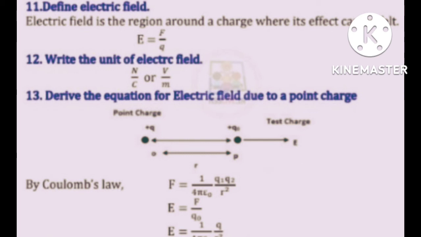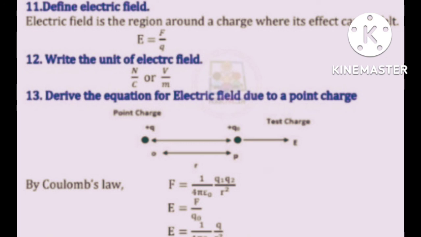Now we can move to the next question, that is, derive the equation for electric field due to a point charge. So first of all, we can consider a point charge Q placed in air or vacuum. Let Q0 be the test charge placed at a point at a distance r from Q. So we have to place a test charge Q0 at a distance r from Q, and the diagram is as shown in the figure. And then we can calculate the force experienced by Q0 by using Coulomb's law. That is, F will be equal to 1 by 4 pi epsilon into Q Q0 by r square, because the two charges are Q and Q0 and it is separated by a distance r.